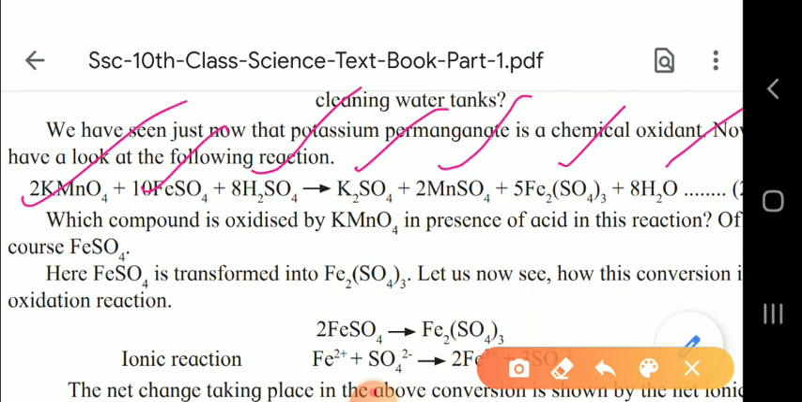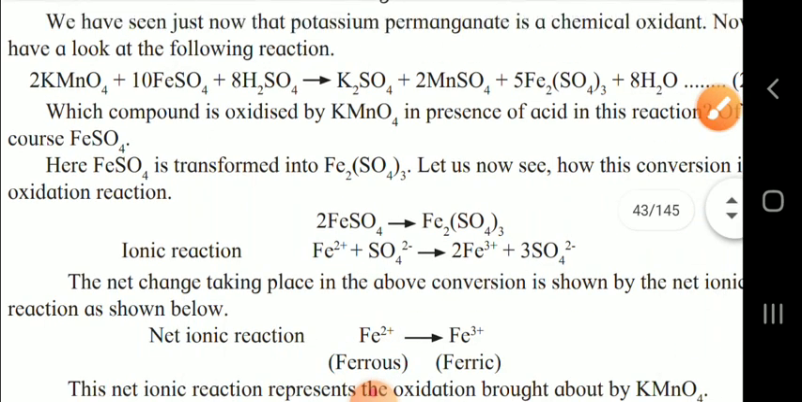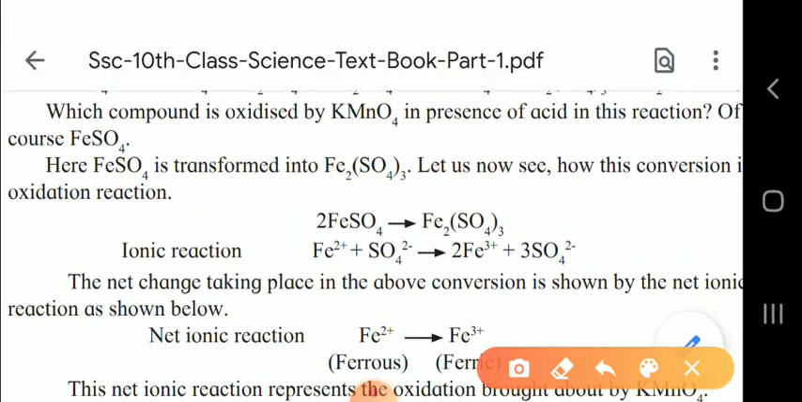Here we can see which compound is oxidized. KMnO4 is reduced in the presence of the acid in this reaction. Now FeSO4, or ferrous sulfate, is transformed into Fe2(SO4)3. So here 2FeSO4 becomes Fe2(SO4)3. We can see here 2 plus ions and here 2 minus ions. So they will change to 3 plus ion and 2 minus ion.